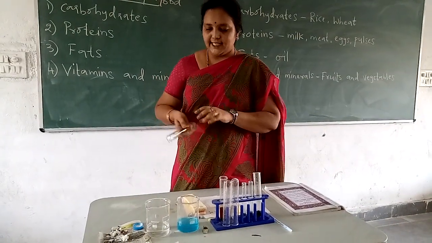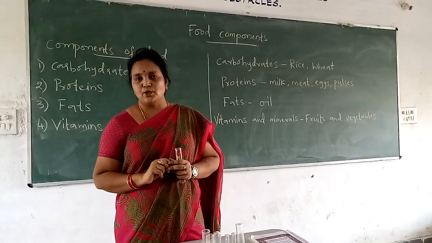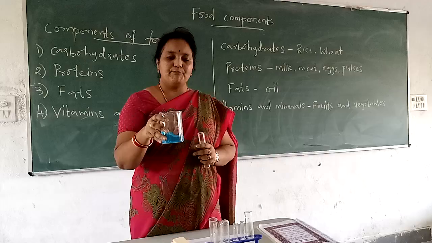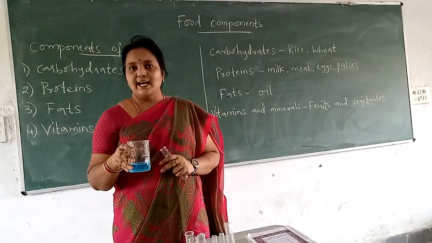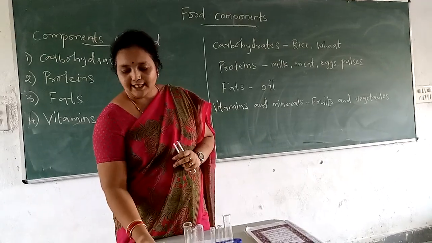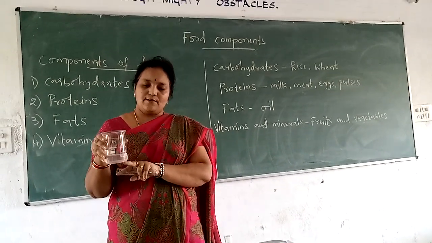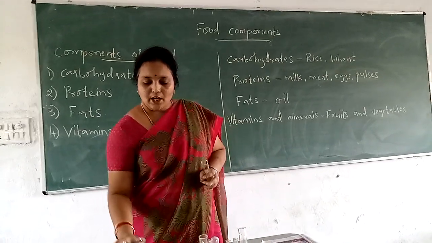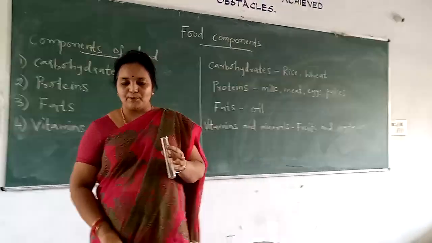So we will take the same procedure. For the test of proteins, you need two solutions. See, this is copper sulfate solution. I have taken copper sulfate in this beaker and then I have added water. And this is sodium hydroxide solution. I have taken the pieces of sodium hydroxide and added water in it. Now these two solutions will do the same as we have done for carbohydrates.